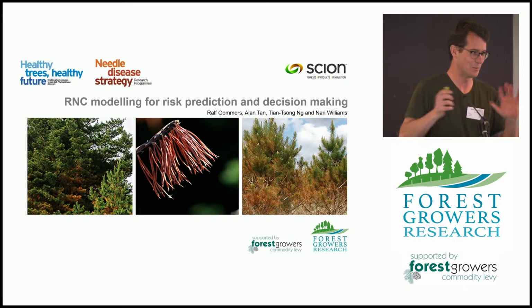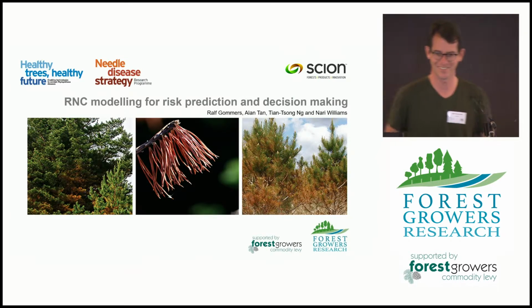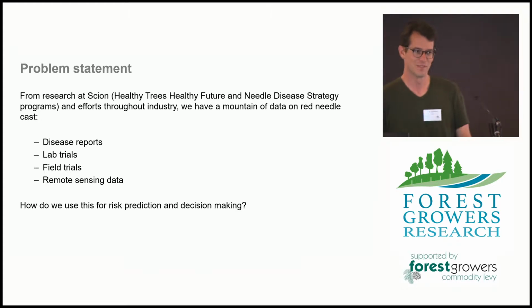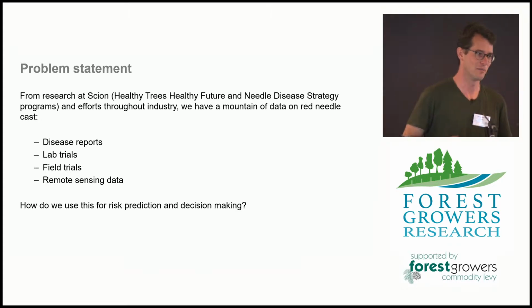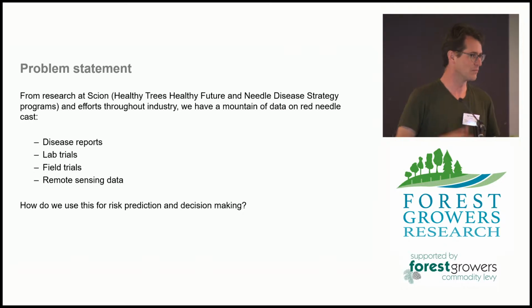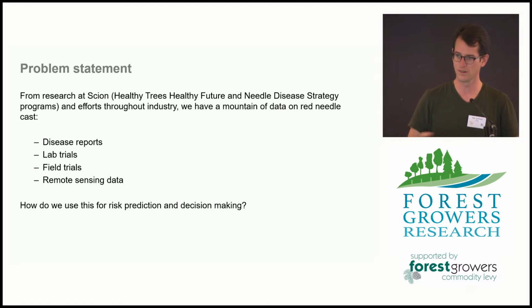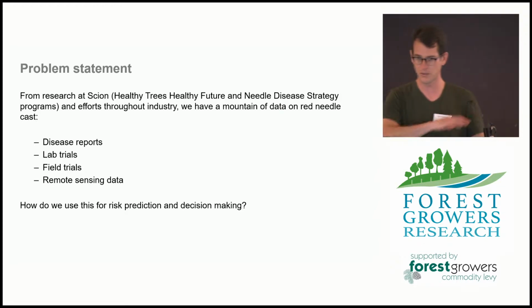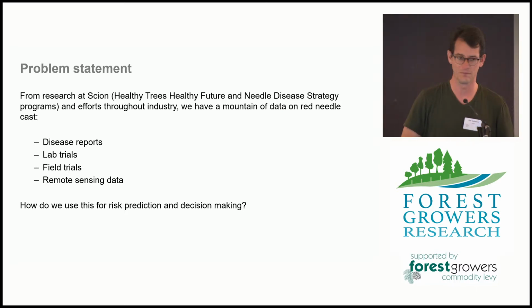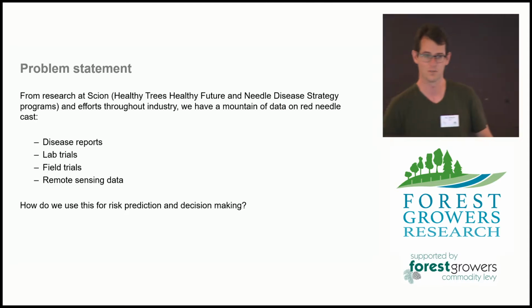I'm going to try and pull everything that the previous speakers have said about the disease together. So starting with, we have a mountain of data. A few examples were given, like the lab trials of Stuart, the genetics trials of Natalie. This morning, we were introduced to a monitoring program that's being funded to go out throughout the country and actively look at diseases. And then we've got remote sensing data. So how do we pull that all together and use that for risk prediction and decision making?